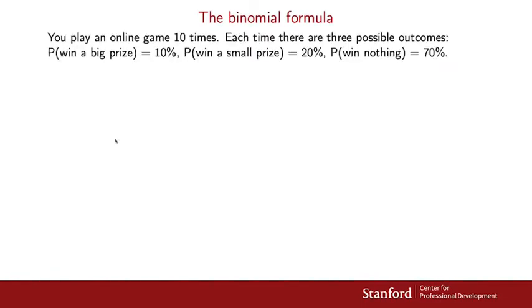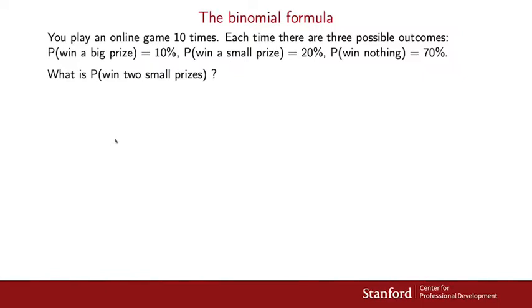So let's do an example about binomial probabilities. Suppose you play an online game 10 times. Each time there are 3 possible outcomes. You can win a big prize with probability 10%, you can win a small prize with probability 20%, and you win nothing with probability 70%. The question is, what is the probability to win 2 small prizes?